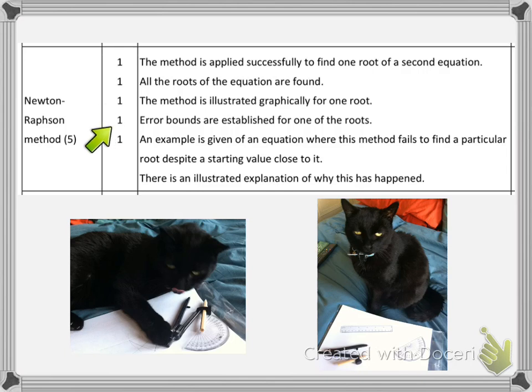There's actually a whole mark in this section for doing the error bounds. By the point that you get to here, you should have been doing error bounds for all your roots anyway, so you'll be used to this and hopefully you'll automatically get that mark. And finally, an example of an equation where the method fails to find a root, despite having an integer close to it, with the illustrated explanation, that gets you the final mark.